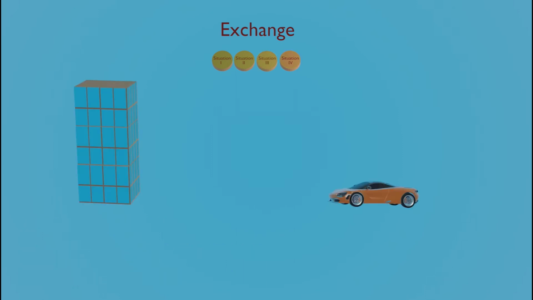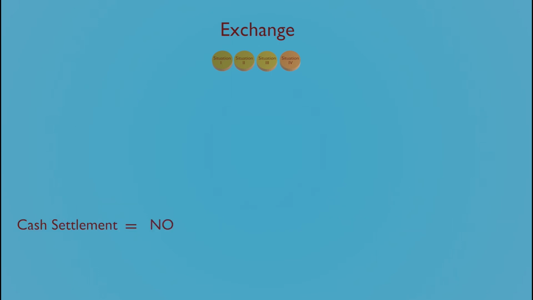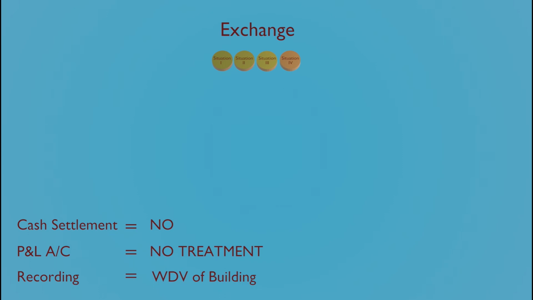Situation 4, where the fair value of building as well as the fair value of the car both are not available. In this case, cash settlement will not be possible because the fair value of both the assets is not available. Also, there will be no treatment in P&L account. And recording is to be done at WDV of building.